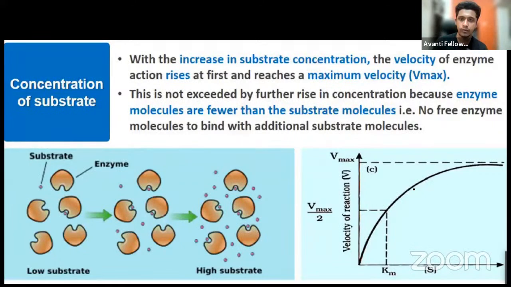Basically, as you increase the concentration of substrate, the enzymatic reaction also keeps on increasing, and it will reach the maximum velocity or maximum output. After the enzyme molecules are completely occupied, it will reach the saturation point where you cannot expect more and more product.